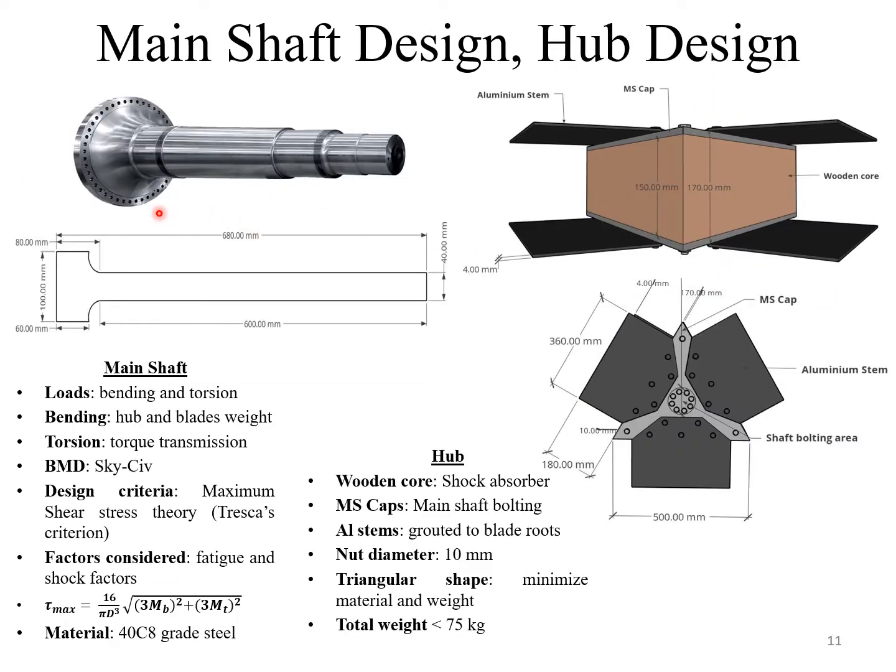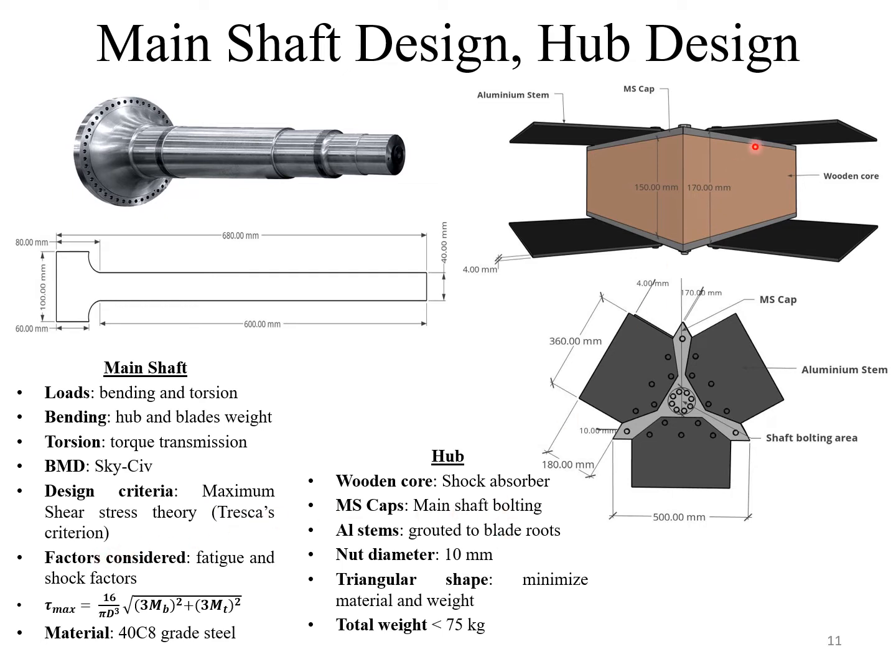The main shaft is majorly subjected to two kinds of stresses: bending stresses due to the weight of the mounted hub and shear stresses due to torque transmission. I have used maximum shear stress failure criteria for shaft design as it holds good for ductile materials.